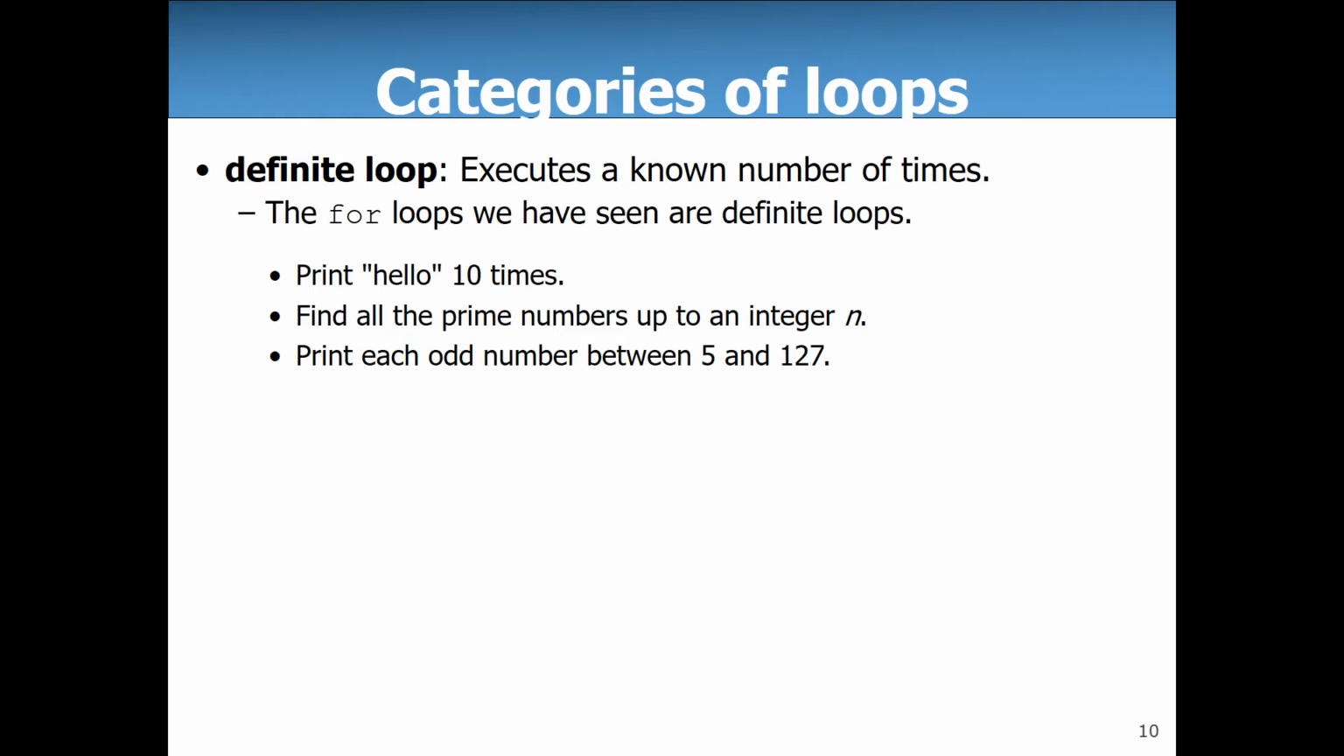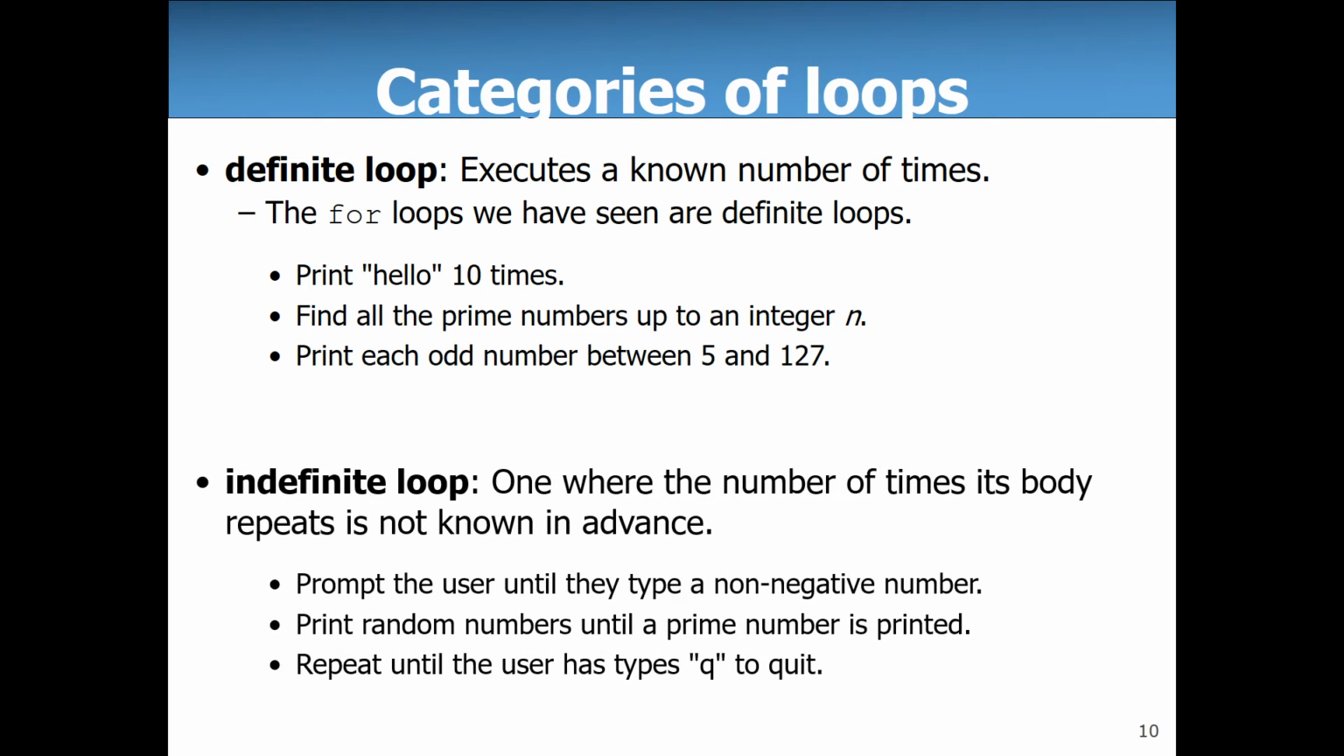Right? So a definite loop executes a set number of times. The for loop is used for something like print hello 10 times, find all the prime numbers up to an integer n, which we just did, or print each odd number between 5 and 127. Okay? An indefinite loop means we don't know how often we need to run the loop body. In other words, like asking the user to input stuff until they type in something that's not negative, print out random numbers until we get a prime number, or repeat until the user types in Q for quit.